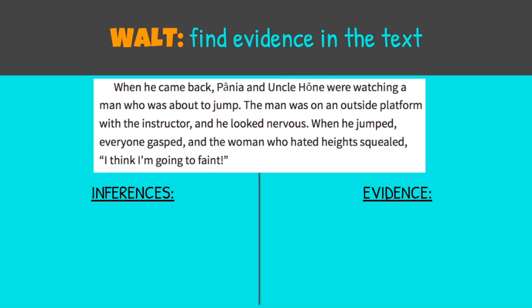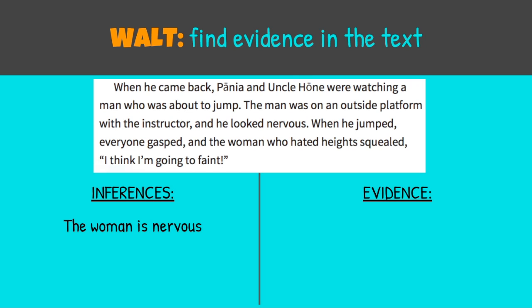Now, what I think is going on is that the woman who hated heights squealed, "I think I'm going to faint." I think that she's really nervous being up so high. That's my inference. It doesn't actually say that that woman is nervous. It says that the man who was about to jump looked nervous, but it doesn't say anything about how the woman felt. It just talks about some things that she did.